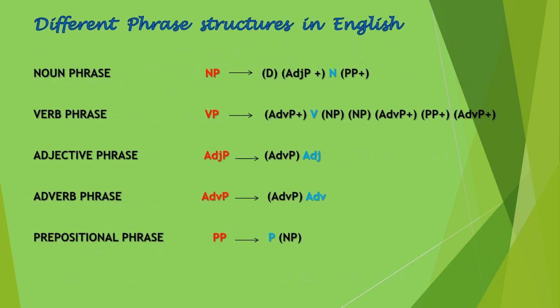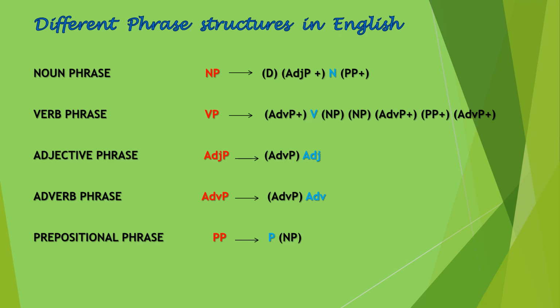So these are the different phrase structures in English. We have noun phrase, verb phrase, adjective phrase, adverb phrase, and prepositional phrase. So these rules or this structure is a general one, and there can be some more additions or exceptions. So basically these are the general ones. In this we can see each individually. So first we'll begin with noun phrase.